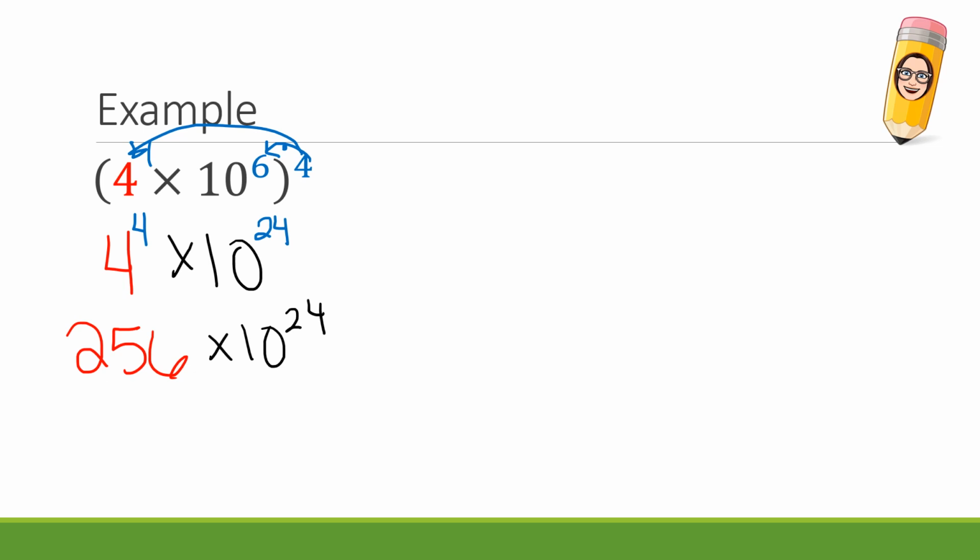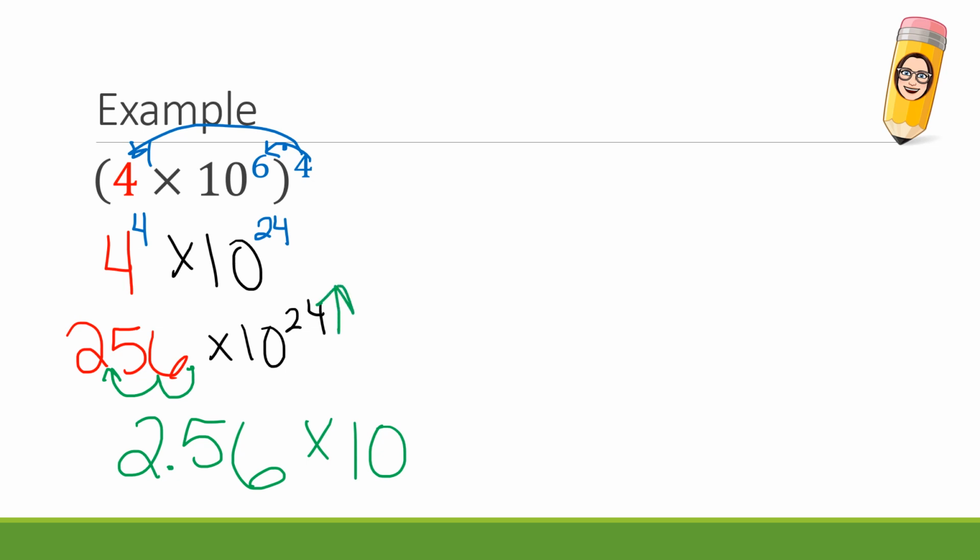Now, my typical last step, we need to take a look. I can't have 256 in the front, so I have to move that decimal to the left twice. So my final answer, 2.56 times 10. If I jump to the left twice, I increase my exponent by 2.